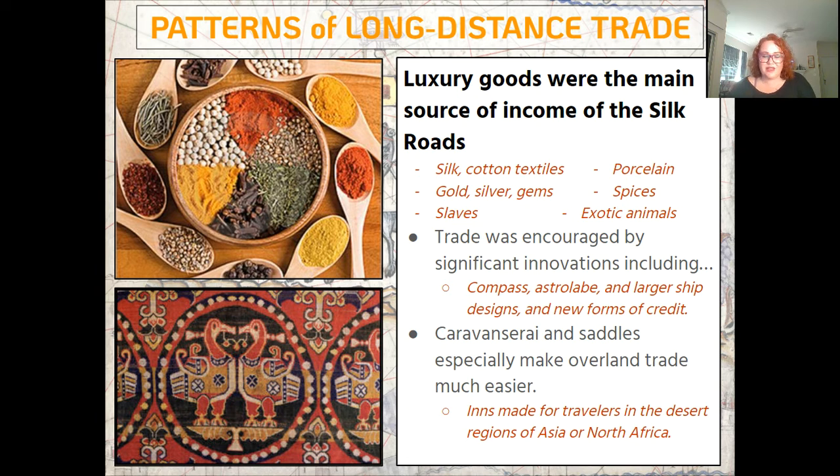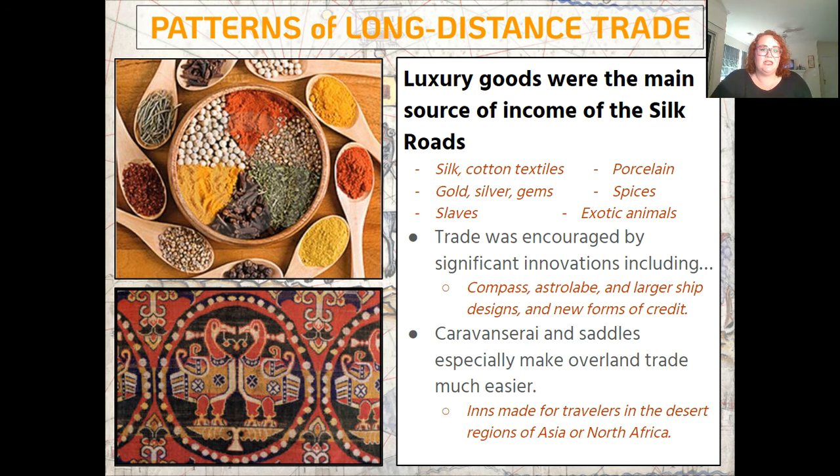Trade was also helping to encourage significant innovations. Much of those include sea and sailing. So you have the compass and astrolabe. You have larger ship designs that could hold more products. And then you also start to see new forms of credit. So you start to see house banks, or bank houses, as they were called.